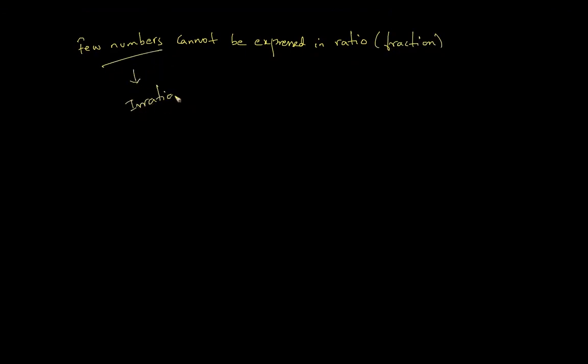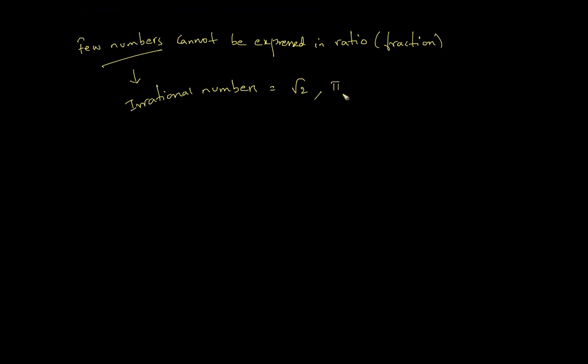Few numbers cannot be expressed in ratio or fraction. So those numbers are called irrational numbers, right? Understand? In another way, you can say other than rational numbers are irrational numbers. For example, root 2. Can you express it in a ratio? No. That is the reason it is an irrational number.